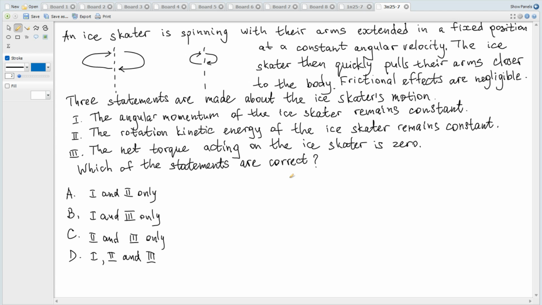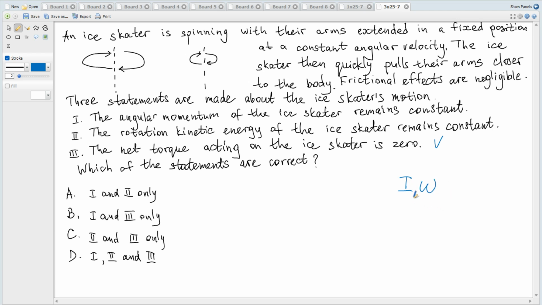There are no external forces rotating this object. There are weight and normal reaction, but they act in the direction of the axis, and hence the perpendicular or the shortest distance is 0, hence the moment of force or torque is 0. So the third statement, that the net torque acting on the ice skater is 0, is true, and hence it can be treated as an isolated system or a closed system, and hence the angular momentum I omega is conserved.